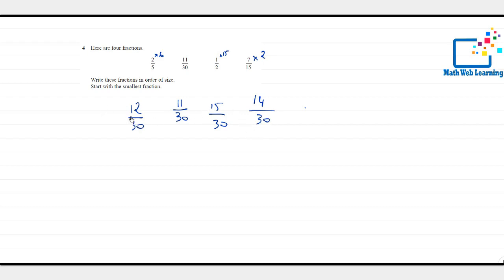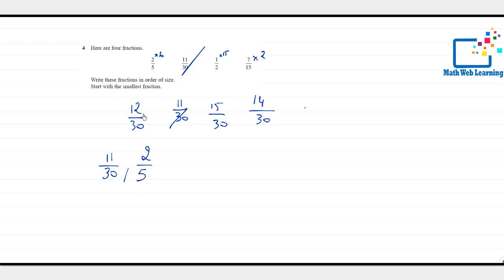Now, all you have to do is compare or put the numerators in order. The smallest one is this one here, 11. He says start with the smallest. So that one, 11, is this one here. So we're going to put 11 out of 30, comma, and let me cross it from there. Next one is going to be 12, which corresponds to this one here. So it is 2 over 5.